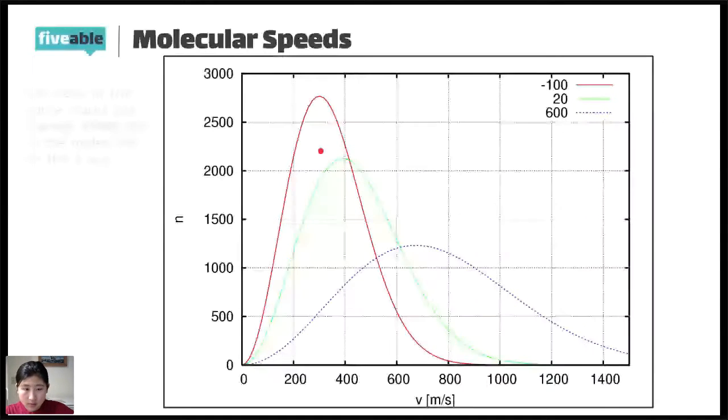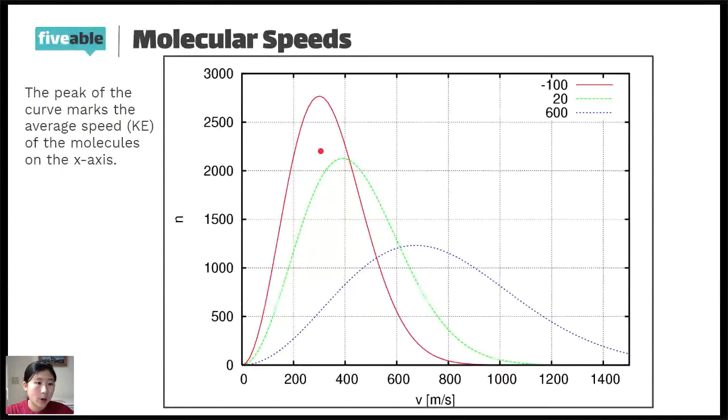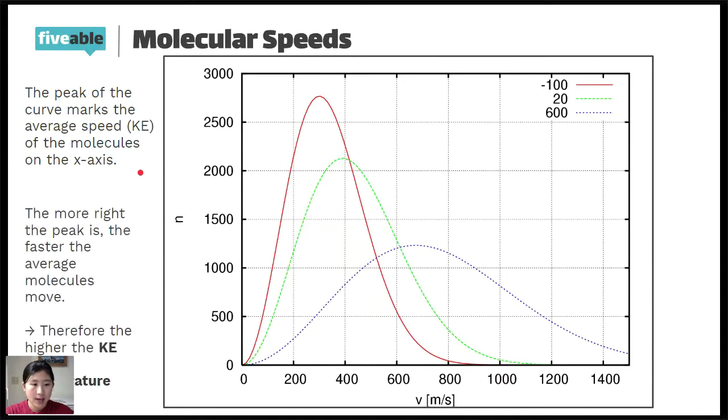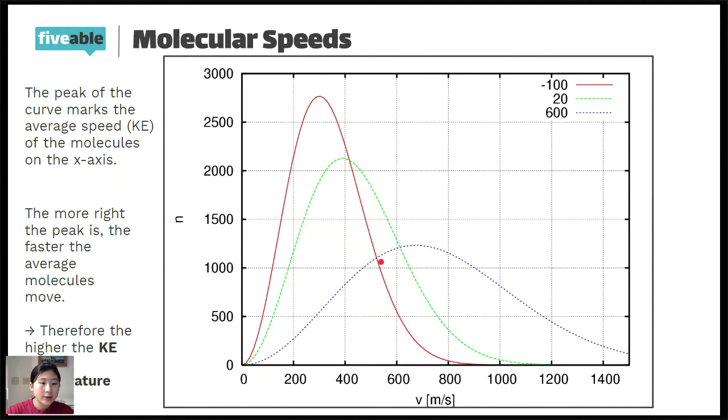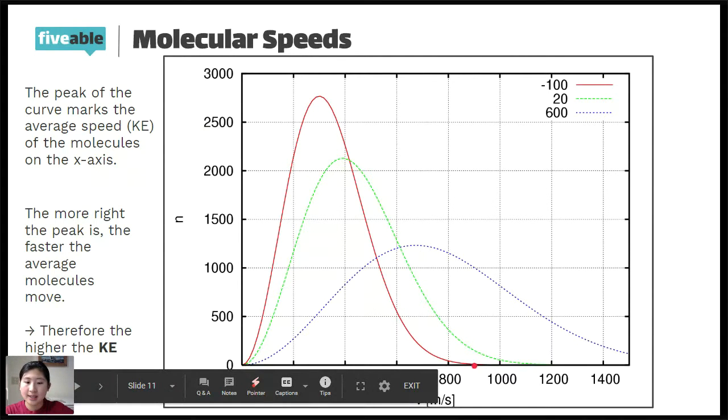All right. So the peak marks the average speed, which is the KE, the kinetic energy of the molecules, on the x-axis. The further right the peak is, the faster the average molecules move, and therefore the higher the KE and temperature are. So remember, the KE is the average speed. We find the average speed by looking at where the peak is, and then we trace it down to the V value.